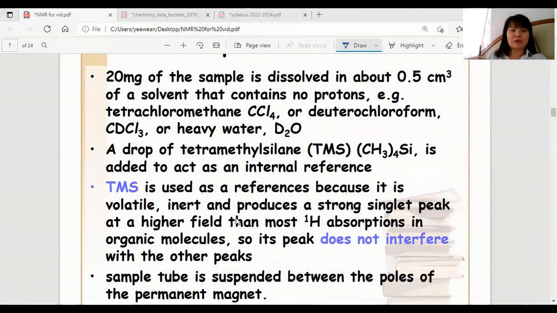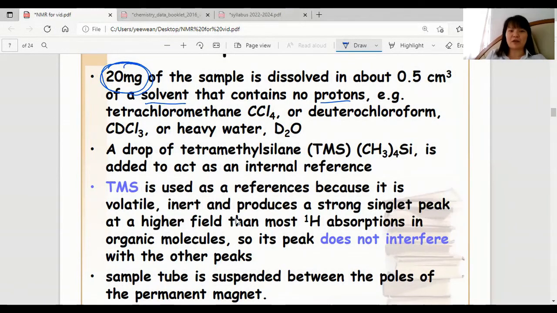Okay, let's say we go into the lab. How do we do this in the lab? Take 20 milligrams of the sample that you want to test, whatever organic compound that you don't know, and you want to figure out what structure it has. Dissolve that in about 0.5 cubic centimeters of solvent, and this solvent must have no protons. Otherwise, the protons from the solvent will show in your spectrum, and it will get messed up with your sample, so it's hard for you to solve what the sample is.